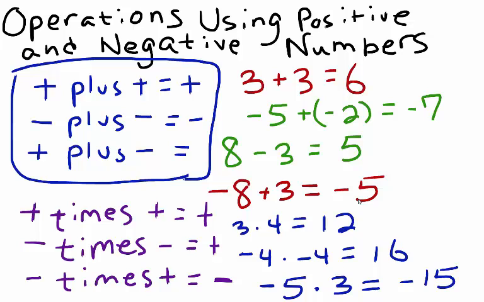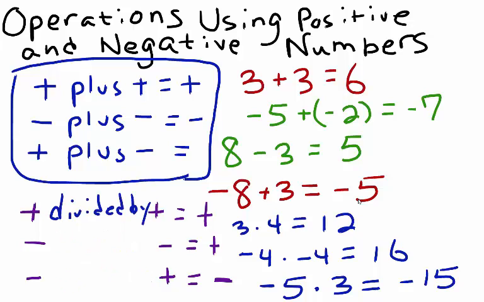The same rules that we use for multiplication of positive and negative numbers also apply to division. So we can say a positive divided by a positive equals positive, negative divided by negative equals positive, and a negative divided by a positive or positive divided by a negative is always negative.